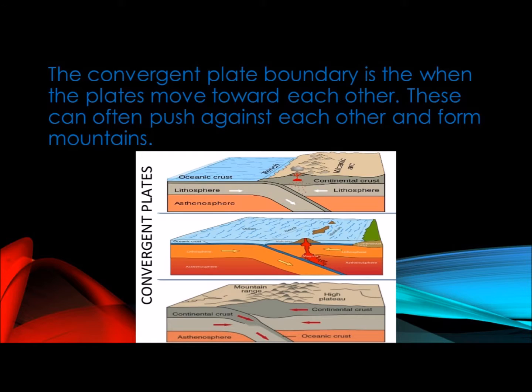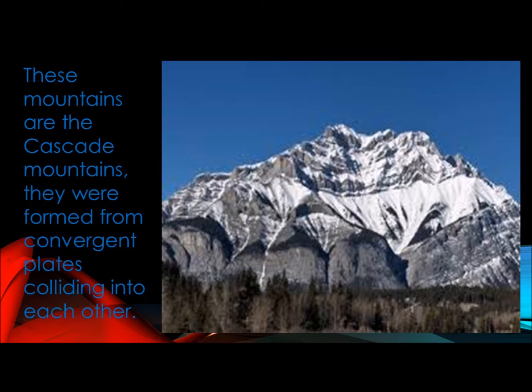The convergent plate boundary is when the plates move toward each other. These can often push against each other and often form mountains. These mountains are the Cascade Mountains. They were formed from the convergent plates colliding into each other.